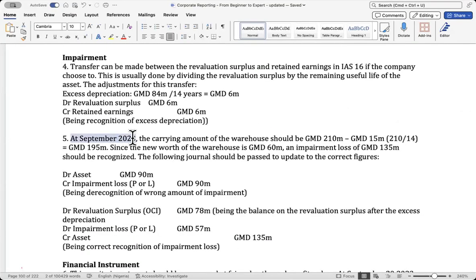So I said, as at September 2023, the carrying amount of the warehouse should be 210 minus subsequent depreciation, which is 15 million, because the value at the beginning was 210, the remaining useful life is 14. So if you divide that, it gives you 15. So 210 minus 15 should be 195. That should be the carrying amount of this asset at the end of the year. So I don't know where they got 150 million from. We have 195. So since the new value of the asset is now 60 million, that means the impairment loss should be 135, not the 90 they recognized.